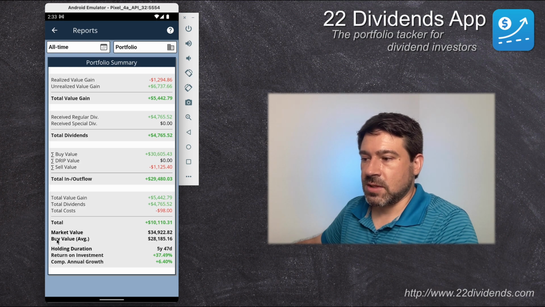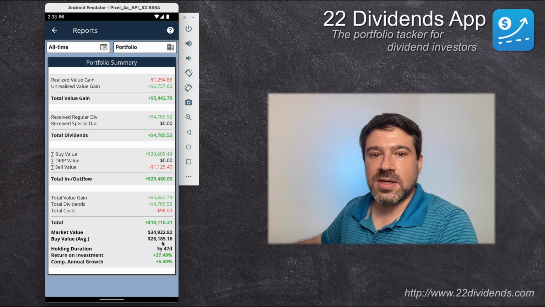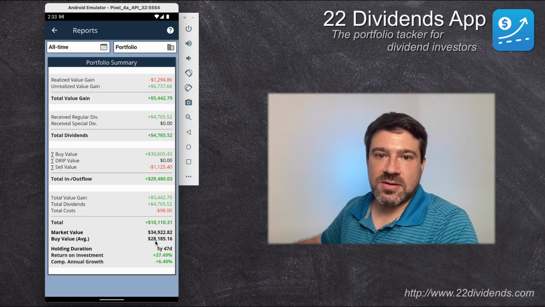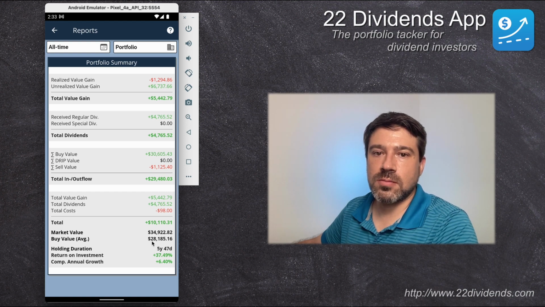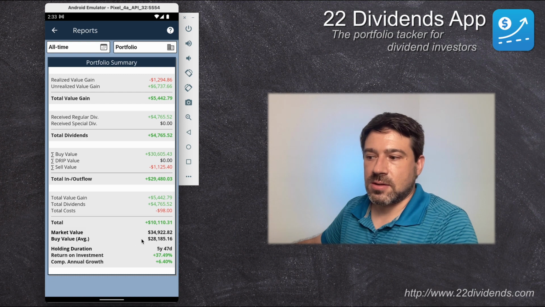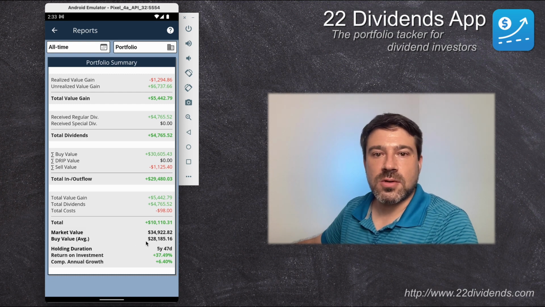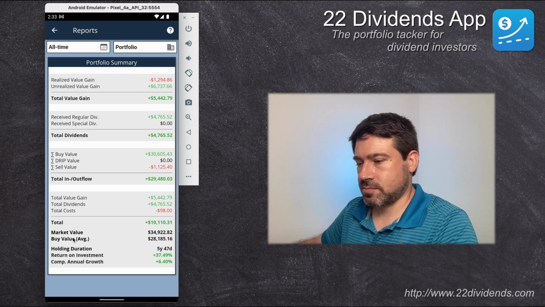And this is your average buy value. So meaning we calculate for each stock position your average buy price that you paid for buying this position, and this is this value across the entire portfolio.